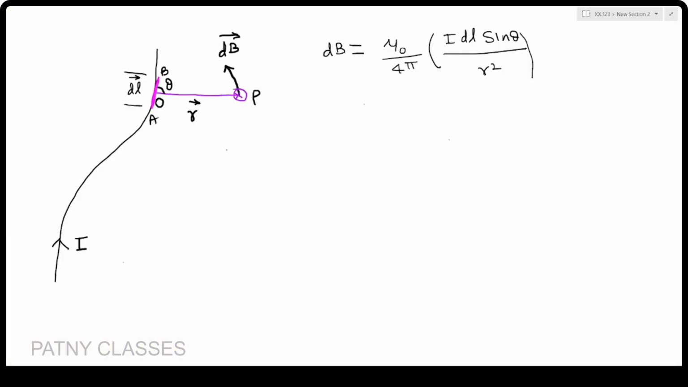Now here the current flowing through the small element AB is I, and the length of the small element is dl. So I dl, current multiplied by the small element, is called the current element, and it is a vector quantity. Therefore I dl is a vector quantity. Here I have kept the arrow mark. So the current element is a vector quantity.